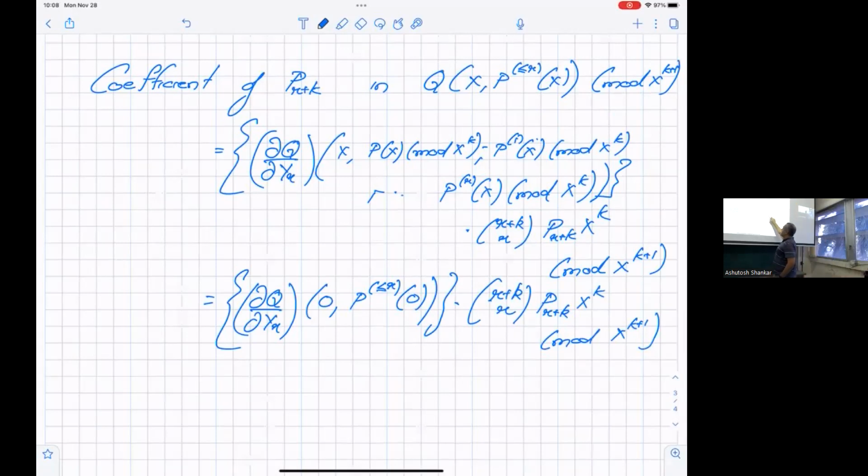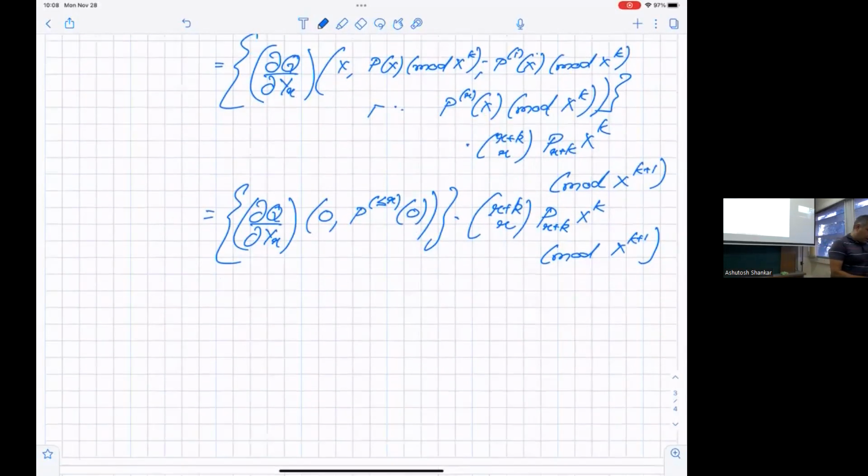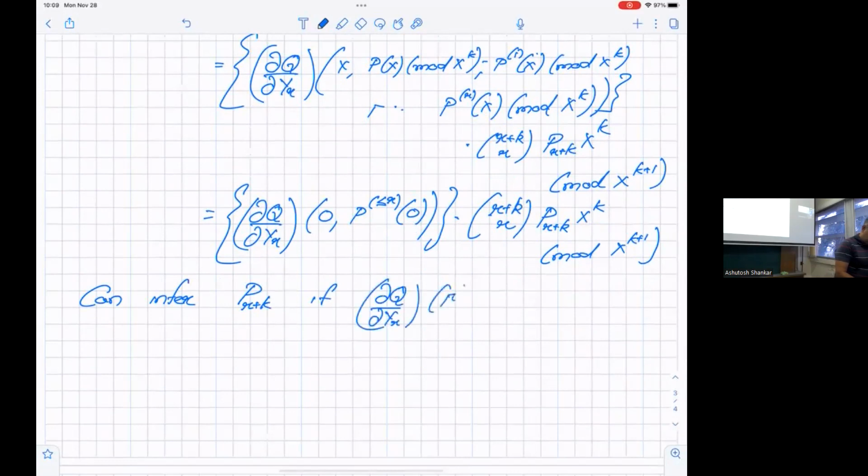This is a slightly different term, so we will choose the characteristic of the field to be large enough. It needs to be larger than the degree. Basically, what you want is to infer P per R plus K given dou q by dou by r, and gamma is non-zero, and R plus K choose R is non-zero. The first was an existing condition which we had.